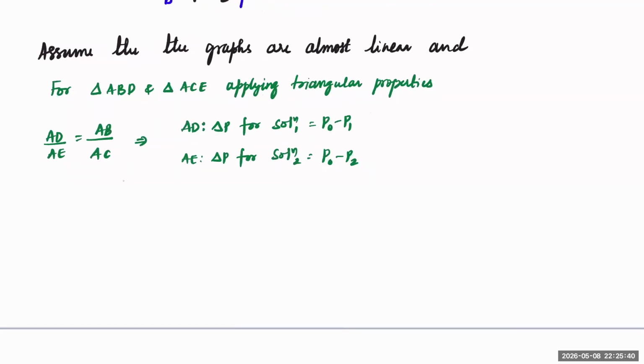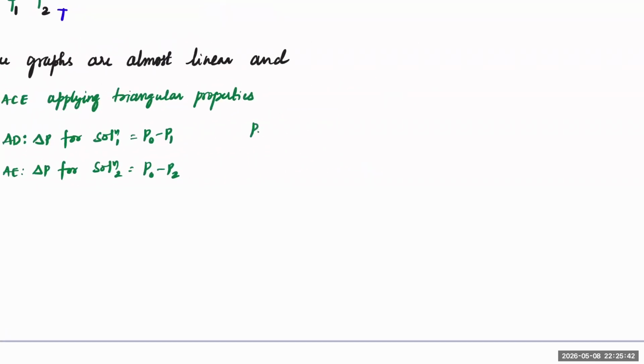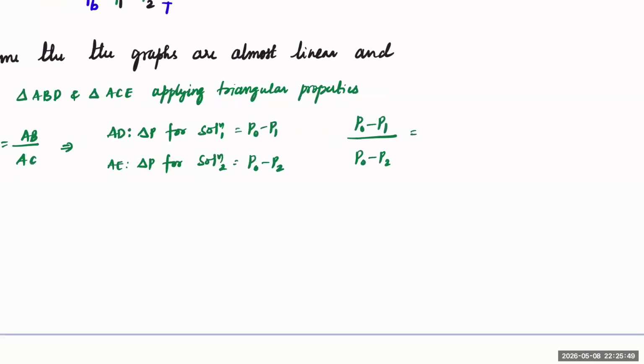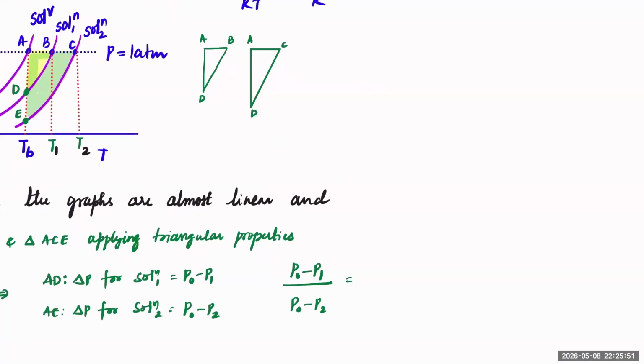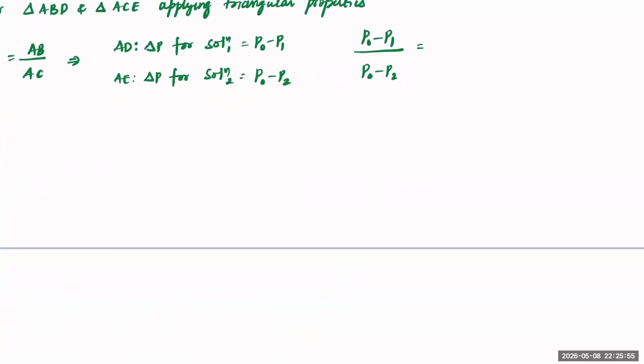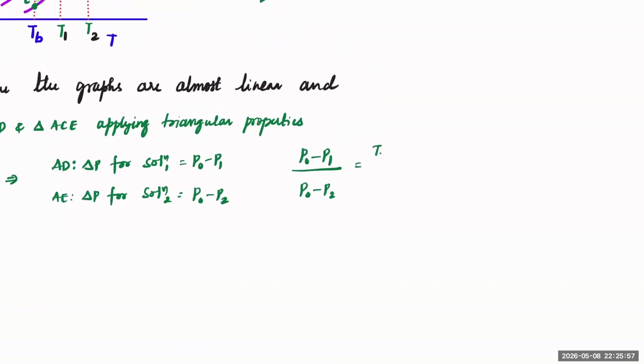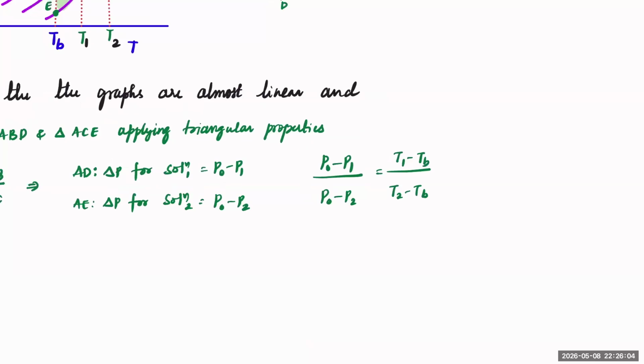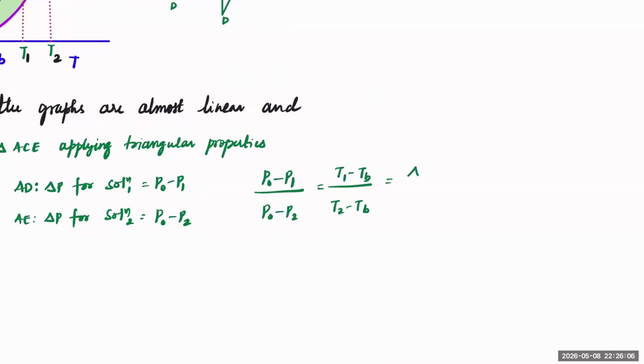If I substitute these values here, I get P naught minus P1 by P naught minus P2 equal to the temperature difference. The temperature difference is AB and AC here. So AB and AC give T1 minus TB upon T2 minus TB. This is what you will get, which I can write as delta TB1 by delta TB2.